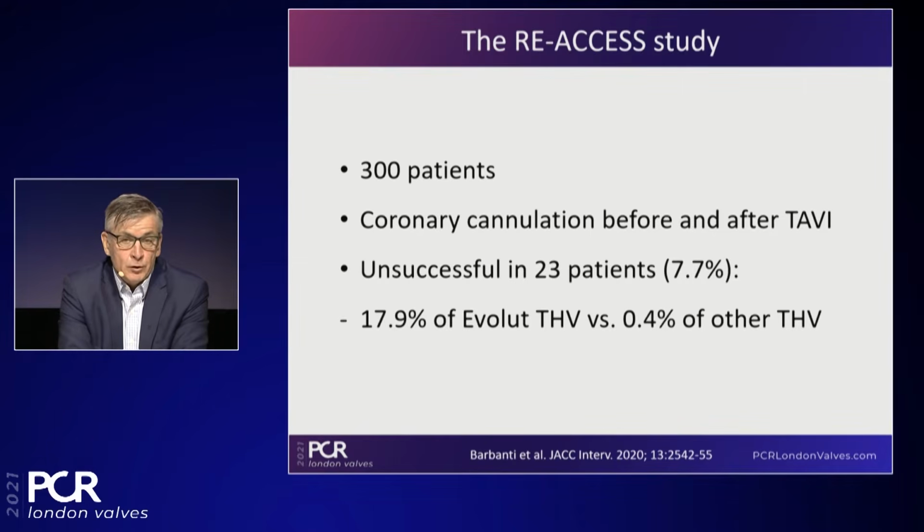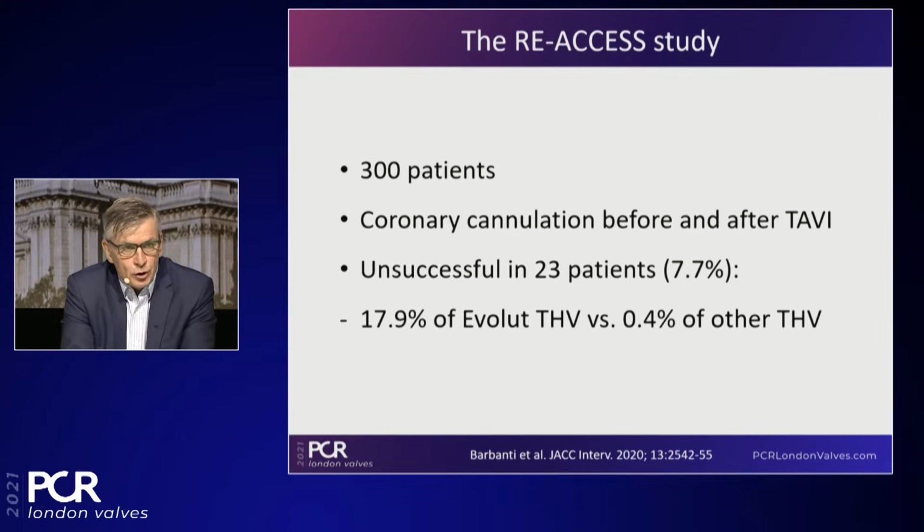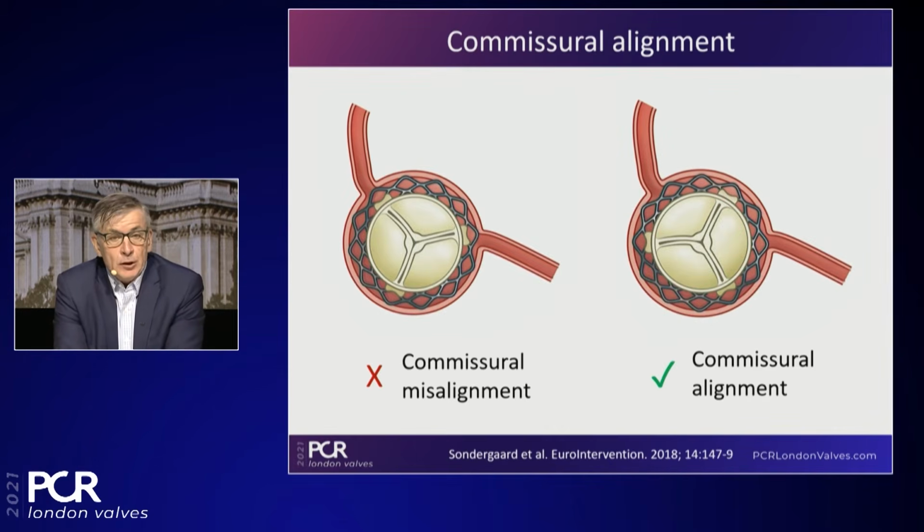And if you look at which valve was most problematic, it was the Evolut valve with a supra-annular leaflet position, where it was almost 20% of the patients where it was not possible. Now, of course, that's going to be completely unacceptable to close the access to the coronary arteries for later on, if the patient is going to be admitted with acute coronary syndrome. So what we need to do is the same as the surgeons are doing.